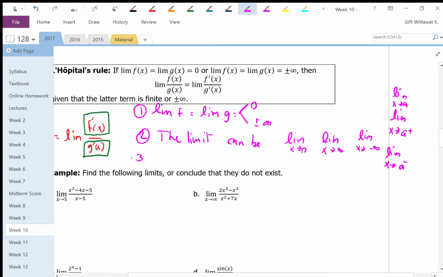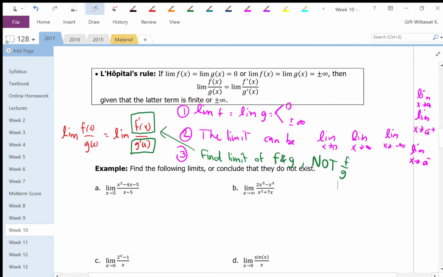And third, just like I said up here, when you want to use L'Hopital's rule, you want to find the limit of f and g and divide them, not the limit of f over g. So we do the easy one, not the hard one. You can think of it that way.